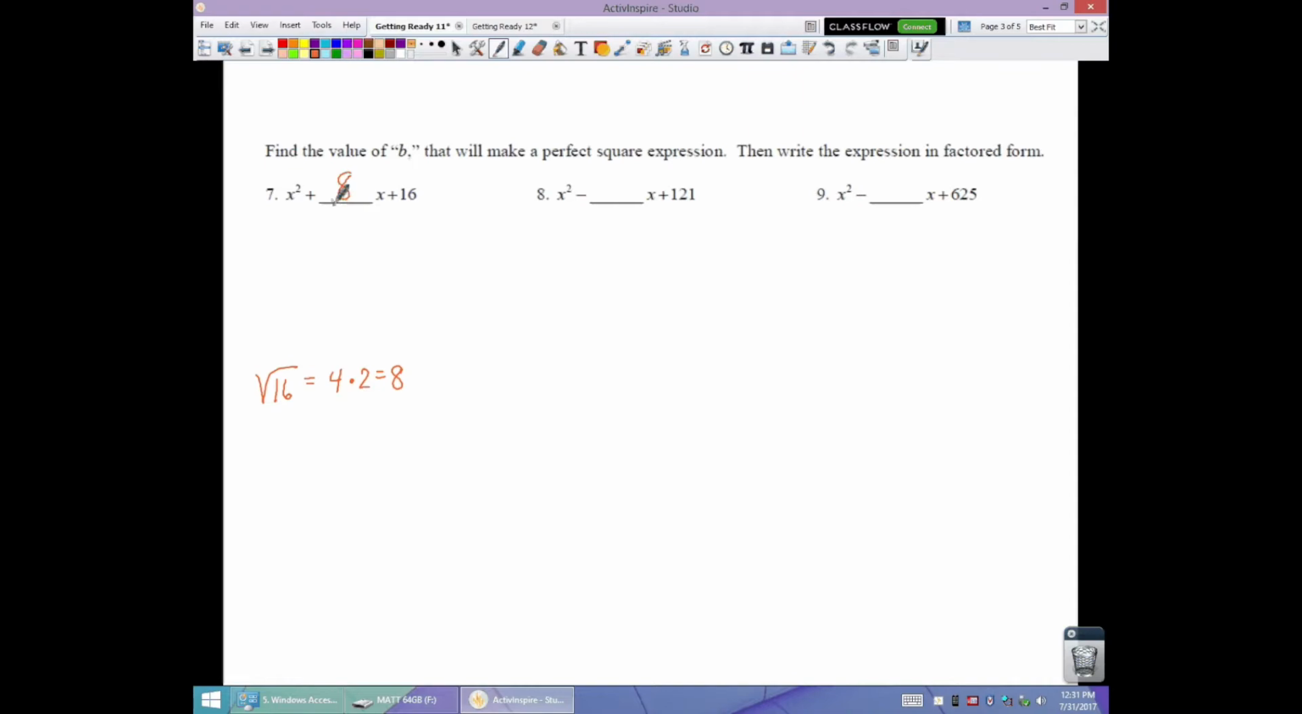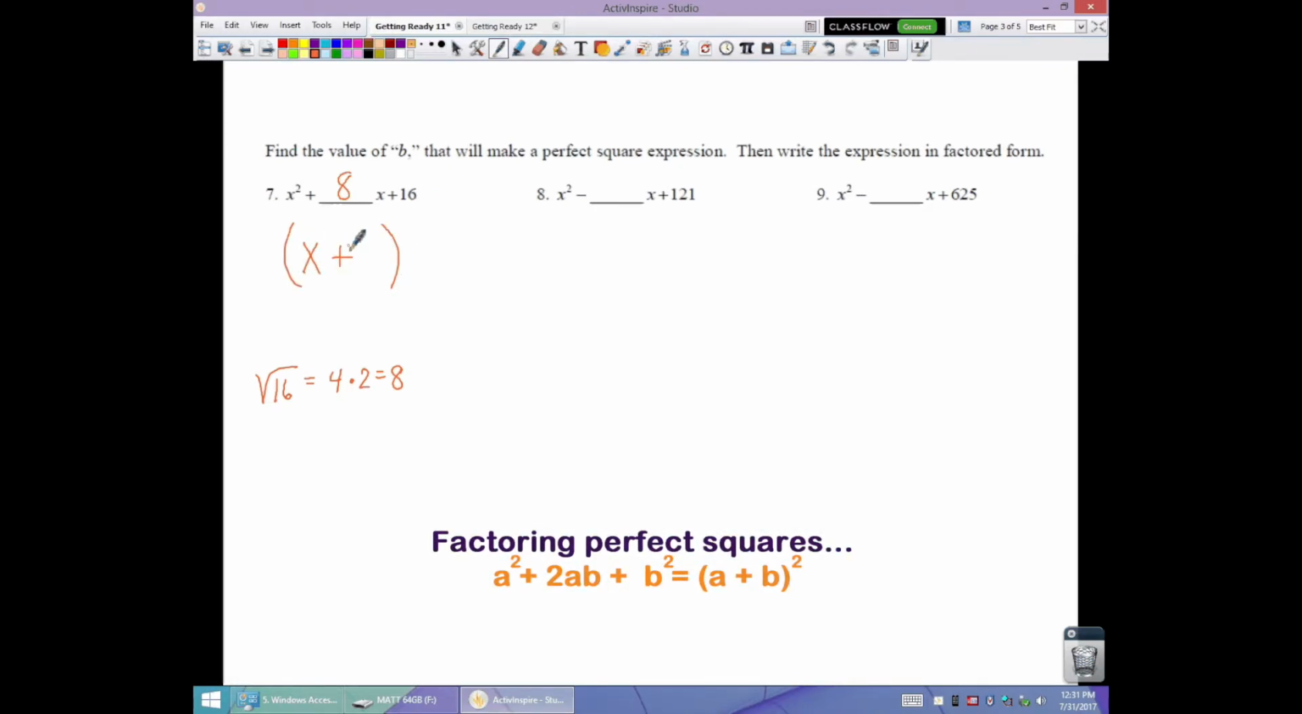Right? Because the ones we did above, we chopped this number in half, half of 8 was 4, and squared it for 16. Factored form is x plus half of 8 is 4 squared. Now, square root of 16, there are actually two numbers, both a positive 4 and a negative 4. The reason I used positive 4 was because this sign was already positive.